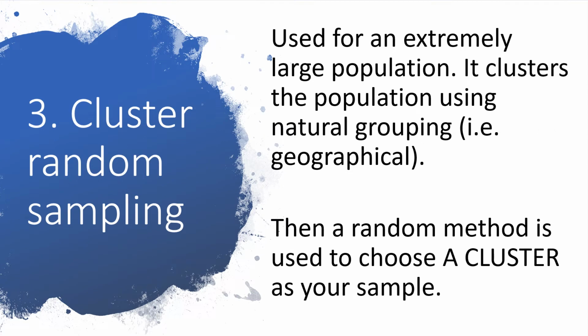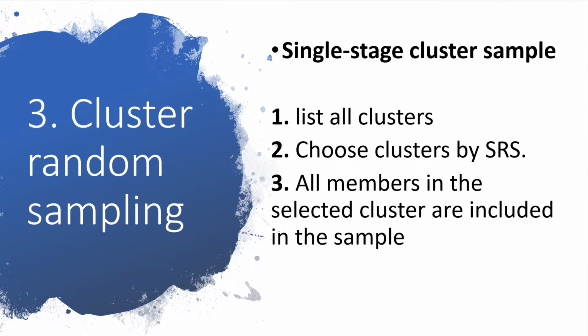The third technique is called the cluster random sampling. This is used for an extremely large population. It clusters the population using natural grouping. Example, geographical grouping. Then a random method is used to choose a cluster as your sample. In a single-stage cluster, for example, all you need to do as a researcher is you list all clusters. Then, choose clusters by SRS. Finally, all members in the selected cluster are included in the sample.